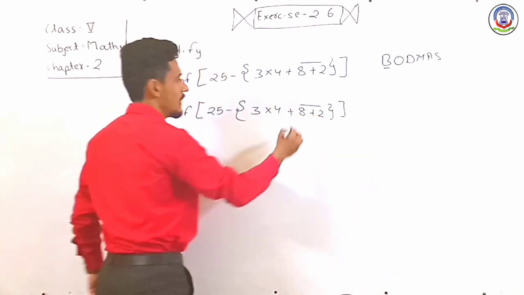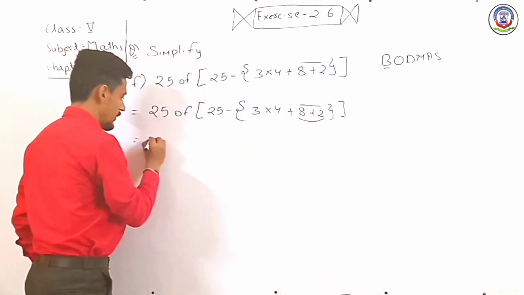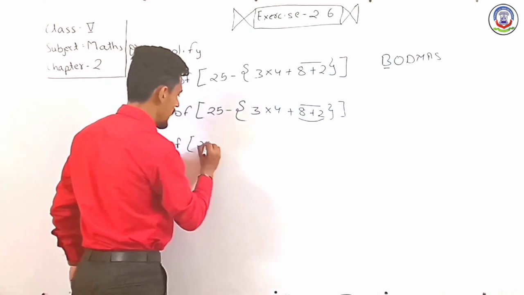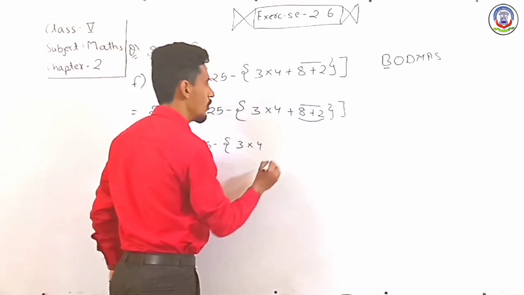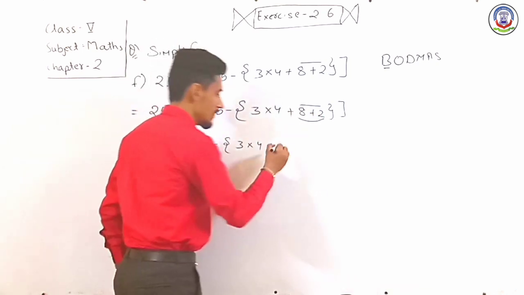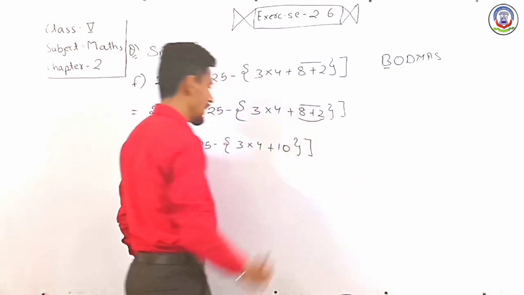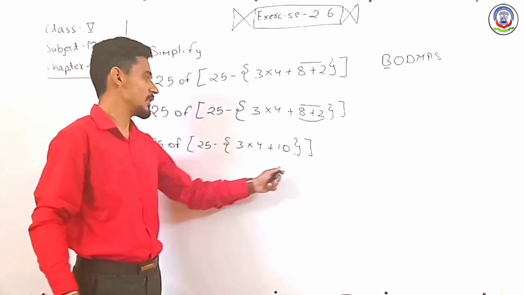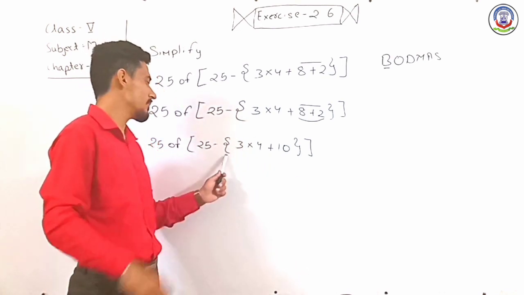So first we solve 8 plus 2. 25 of 25 minus 3 multiply 4 plus, next is 8 plus 2, that is 10. So we write here 10 and the remaining is the same. Next we have to solve the curly bracket, because there is no small bracket.